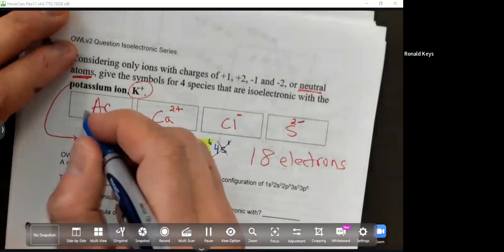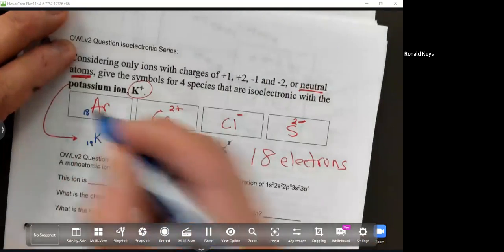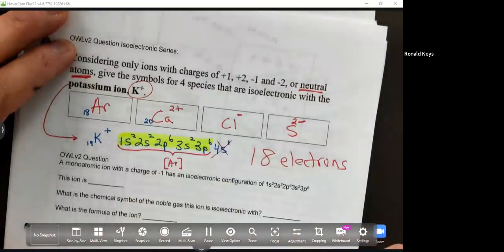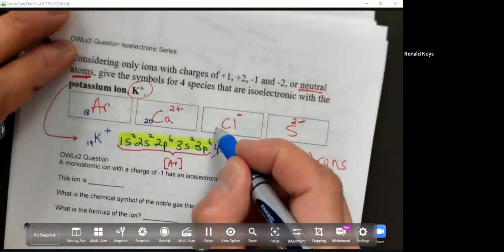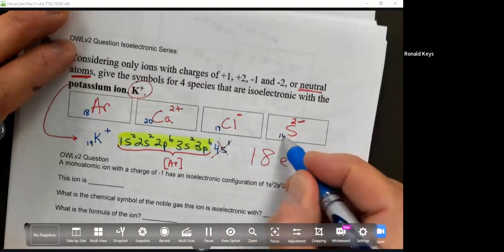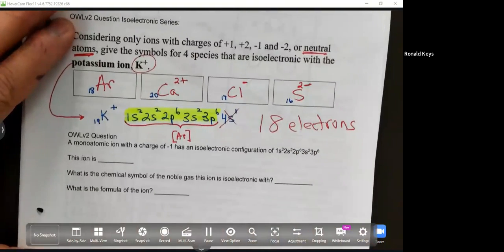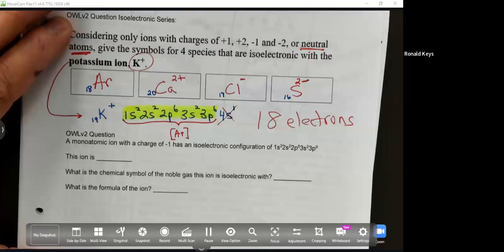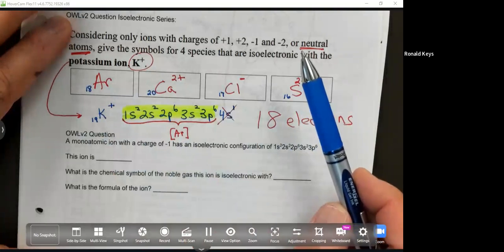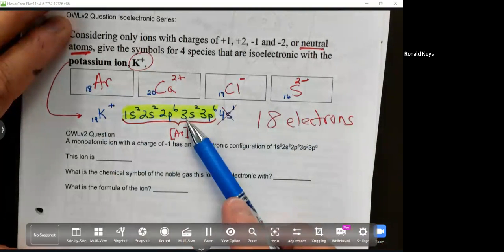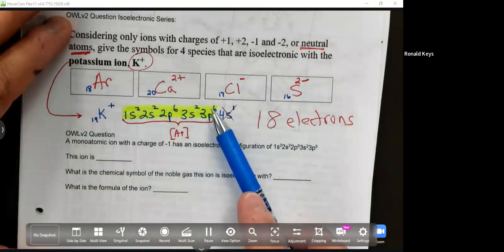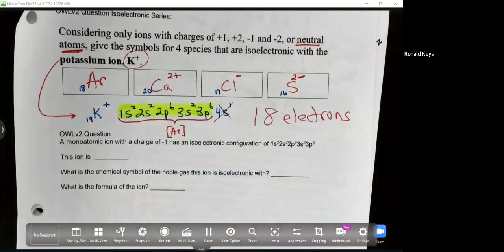Argon has 18 protons. Calcium has 20 protons. Chlorine has 17 protons. And sulfur has 16. But they all have the same number of electrons. The same 18 electrons as argon. That is the goal, to try to get s2p6, same as a noble gas.